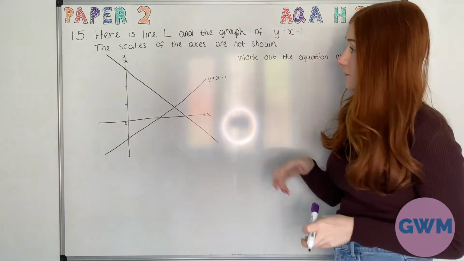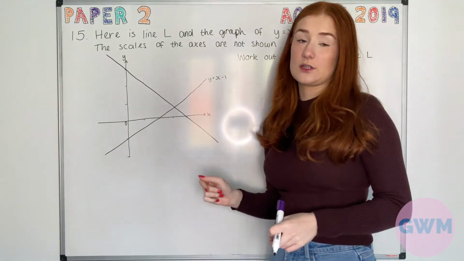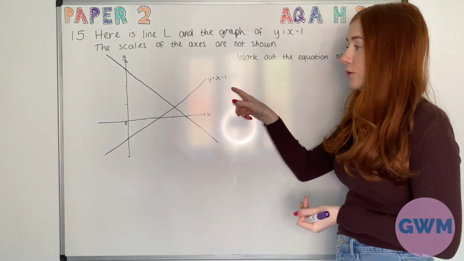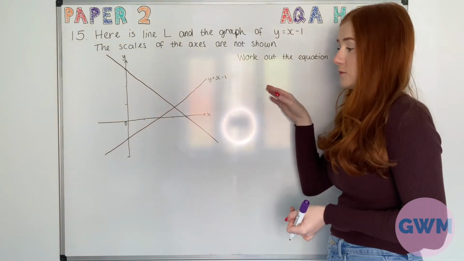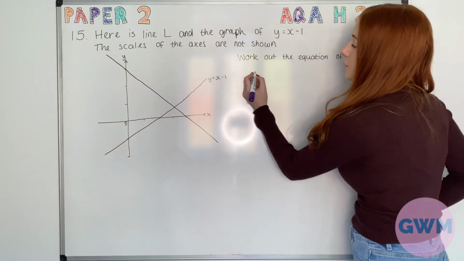But what we need to do first is we can work out the scales. Because they're not shown, there's no way to figure out this equation of the line. So we need to work out what each marker means. And we know the information for y equals x minus 1, so we can use that to work out what the scales must be.